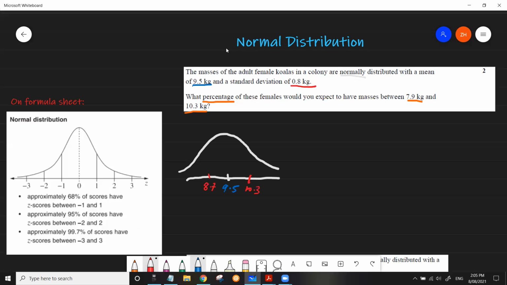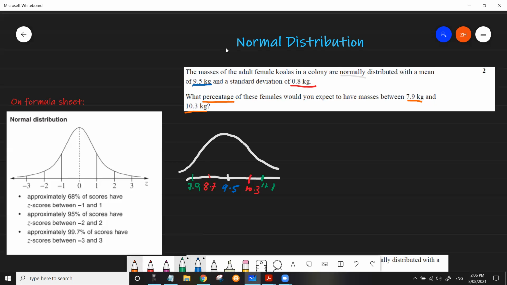So 10.3 here is already our upper limit that we're trying to find, but we need to go to the left one more to find that 7.9, which is what I end up with if I subtract my standard deviation one more time. And I'll go one more step to the right so we can keep that symmetry. Adding to the right will give me 11.1. Just changing colors here so we can see those steps out to the left and right.